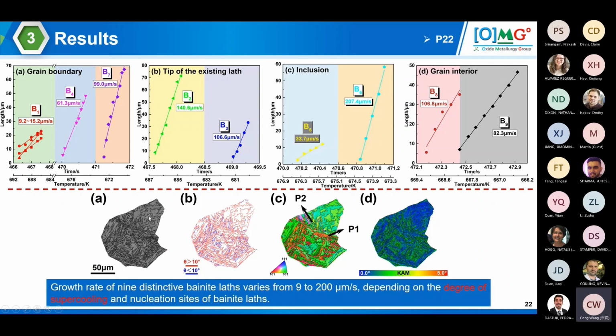And when putting everything together, using this schematic illustration here, they have different orientations. They are forming packets. They are forming different lengths here. So the growth rate of these distinctive bainite layers varies from 9 to 200 microns, depending also on the nucleation site of the bainite layers. So that's for the P22 case.